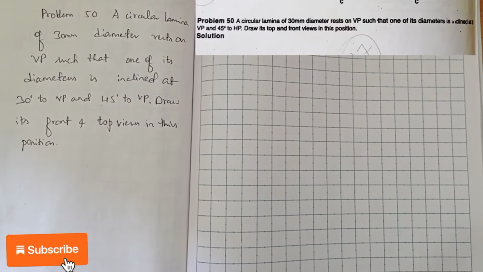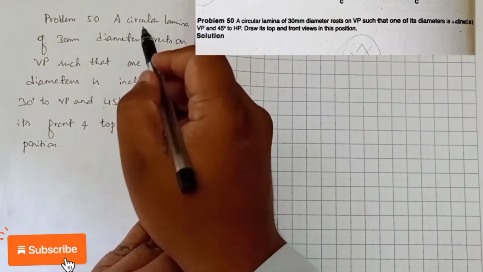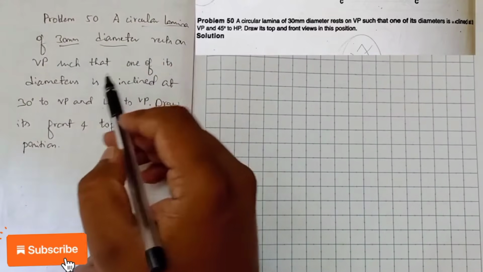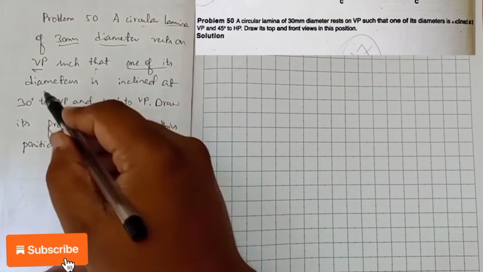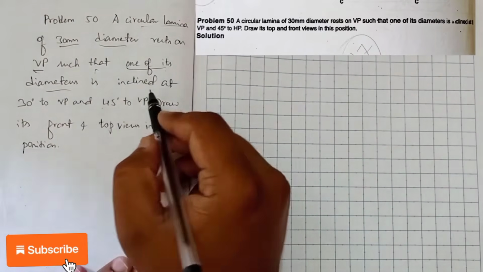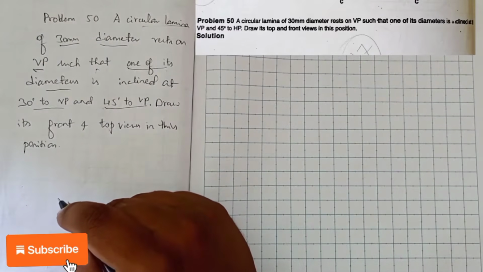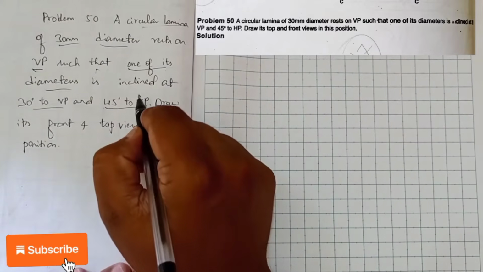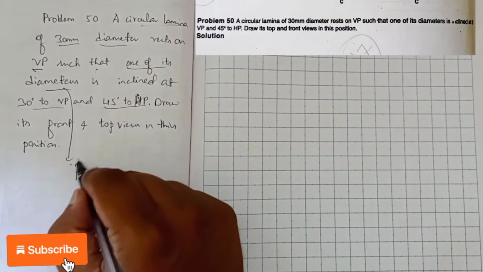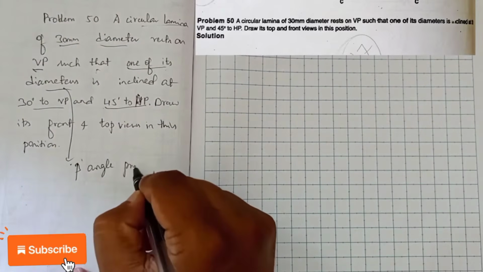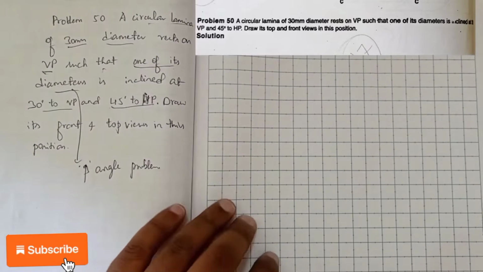Problem number 50 from the CAD solution book. You can see in this problem they have given a circular lamina of 30 mm diameter resting on VP. So the first position starts from the VP plane, such that one of its diameters, as they mention, is inclined at 30 degrees to VP and 45 degrees to HP. This is HP. Since they mention one of its diameters, it's a beta angle problem. So in this problem our first position starts from the VP plane.